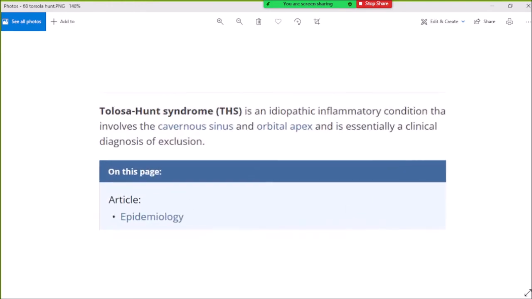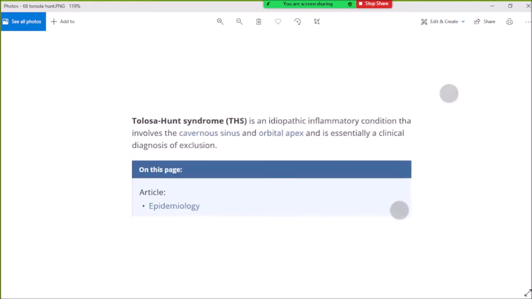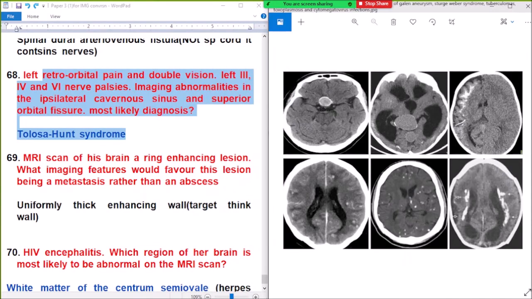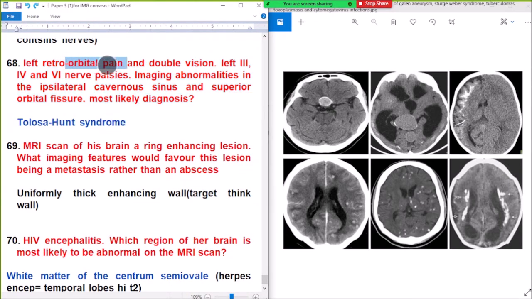It is an inflammatory condition that involves the cavernous sinus and orbital apex. So, left orbital pain and double vision, left 3rd, 4th, and 6th nerve palsies, imaging abnormalities in the ipsilateral cavernous sinus and superior orbital fissure, most likely diagnosis Tolosa-Hunt syndrome.